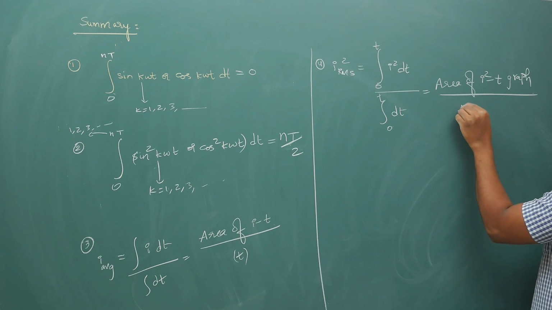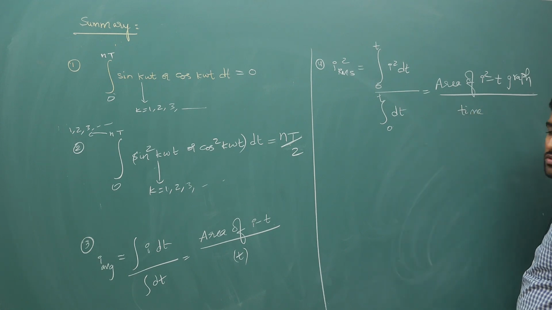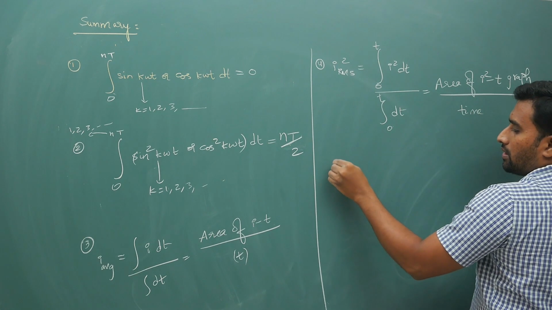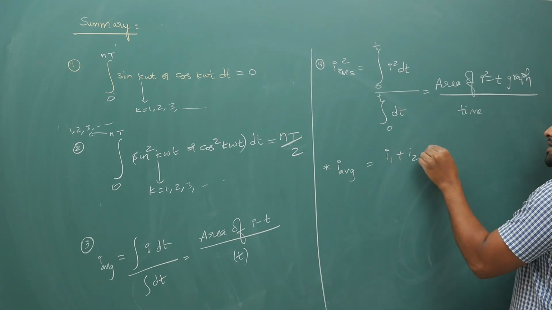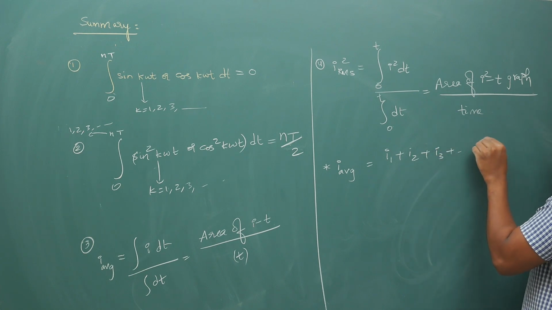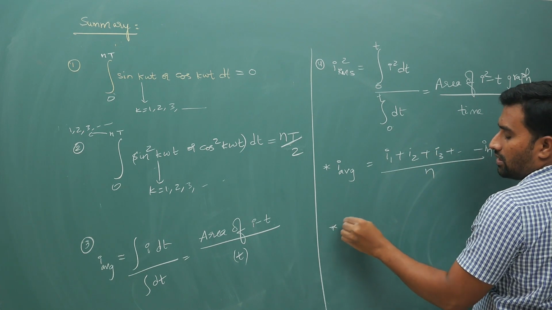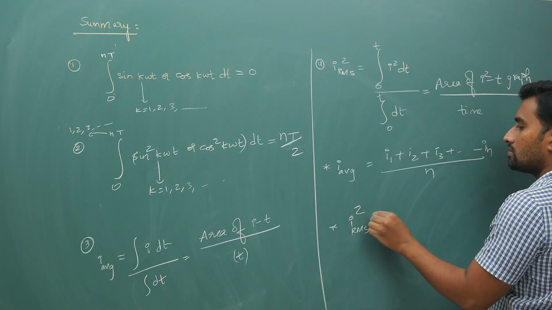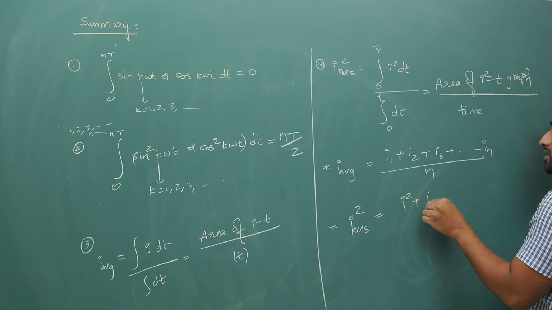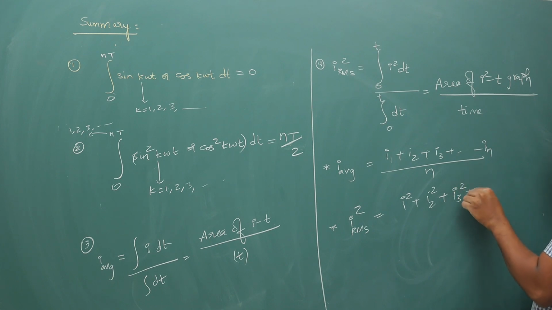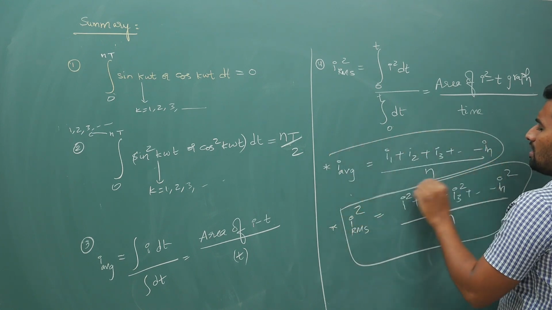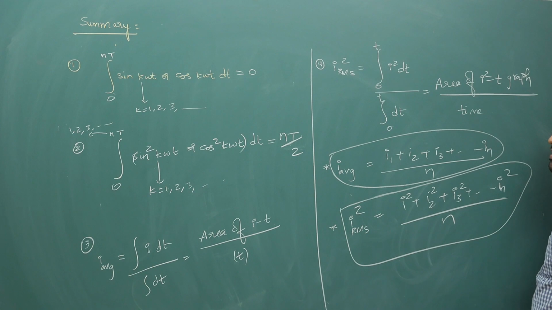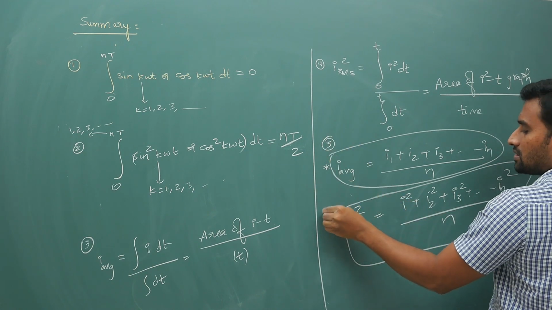by time taken. Accordingly, if values are given, for I average or V average, do the sum of terms, I1 plus I2 plus I3 plus so on up to In, by n. If you are given the I square RMS value, it is I1 squared plus I2 squared plus I3 squared plus so on up to In squared, by n. So this is your square term, this is your average term. So this is 5, this is 6.